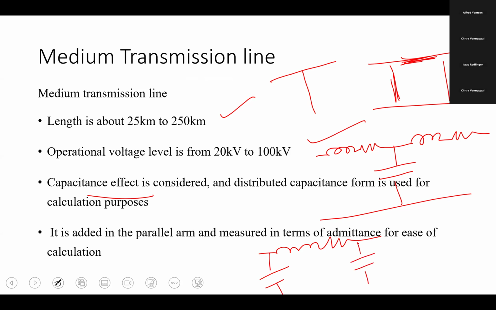So in this case, we say this is Z by 2, and this is C. In this case, this is C, this is half C. Usually we say 1 over 2C. So this is how the T network and pi network are generally designed.